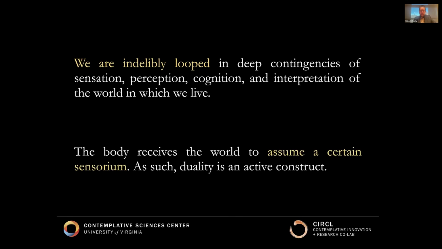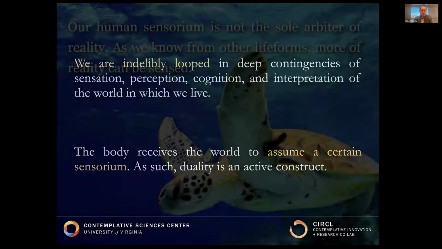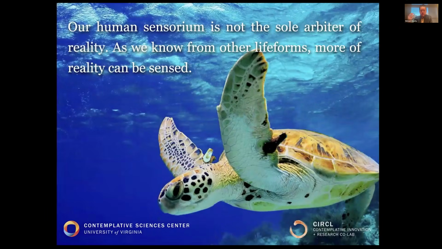Okay? And the body receives the world to assume a certain sensorium. So this kind of looping effect then creates the sensorium, the world of the sensing, of the sense maker in which we live. And as such, duality is an active construct. As I began with, the subject-object complex becomes a kind of embedded structure that's habituated and assumed.